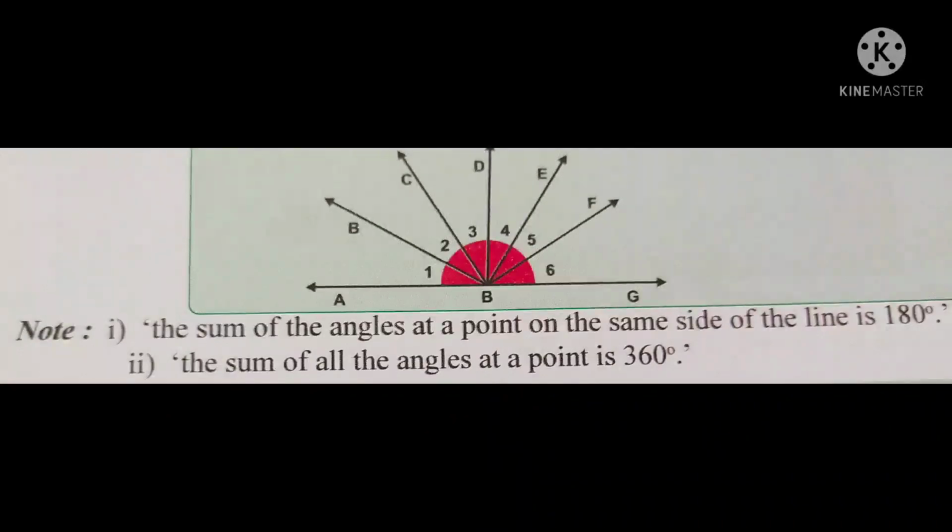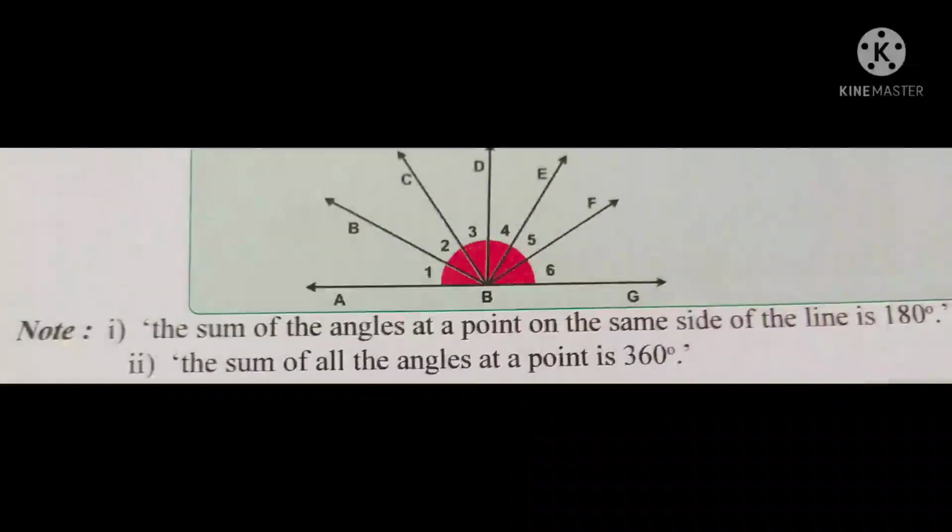Let us think about the next question. In the given figure, AZ is a straight line. Find the value of angle 1 plus angle 2 plus angle 3 plus angle 4 plus angle 5 plus angle 6. Observe the figure. AZ is a straight line, so the sum of angles 1 to 6 equals 180. Why? Because the sum of angles at a point on the same side of the line is 180.